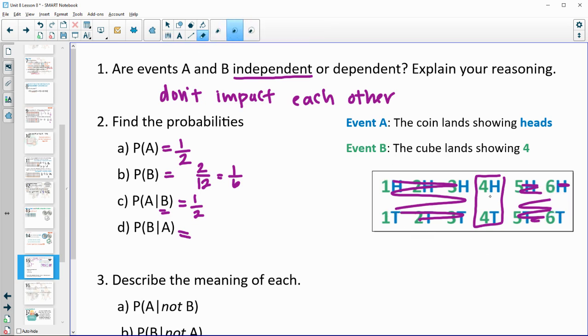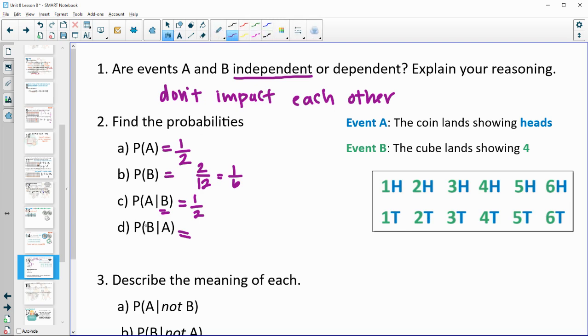And then what would the probability be that it would be a 4 under the condition that we already know that it's a heads? So now we know it's heads. What's the chance that it's also a 4? That's going to be a 1 in 6 chance.